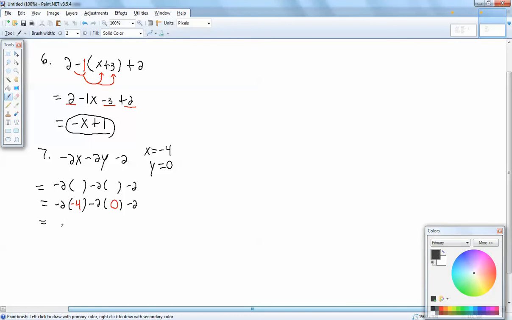Negative 2 times negative 4 is 8. Negative 2 times 0 drops away, that just becomes 0. Minus 2, which gives us 6. And that's our answer.